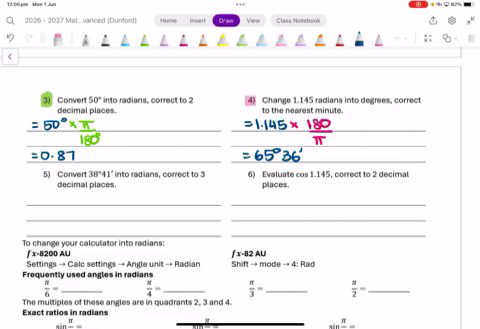Okay, example 5, we're going from degrees to radians, correct to 3 decimal places. So we start off with 38 degrees 41 minutes, and we are multiplying this by pi on 180. What we get to 3 decimal places is 0.675.